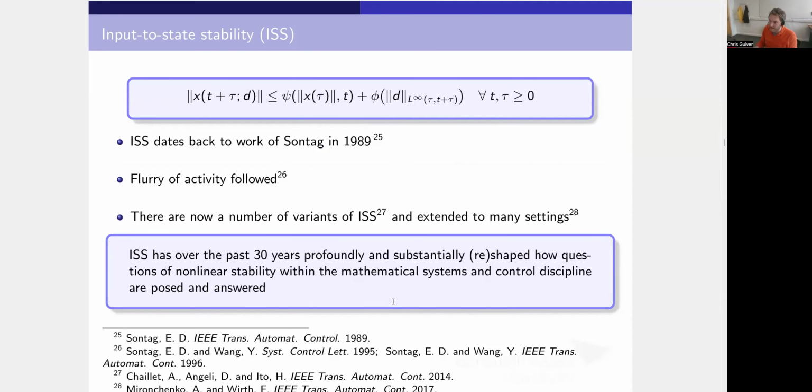So as I'm sure is known, ISS dates back to the work of Sontag from the late 1980s, and a flurry of activity followed. So there are now a number of variants of ISS, and it's been extended to many different settings. So I cite the series organizer in recognition of his work in this area, for example. And my own take on it is as follows, that over the past 30 years, it's reshaped substantially how we think about nonlinear stability theory in the mathematical systems and control theory discipline. Right? I mean, it's unified asymptotic and input-output approaches to stability. It's very, very powerful.